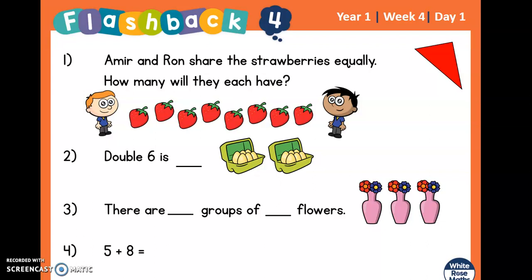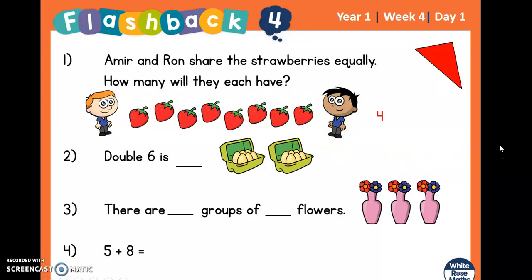Number 1, Amir and Ron share some strawberries equally. How many will they have each? So have a look, you could count how many altogether. You could see if it's possible to draw 2 rings around them to get 2 equal groups, one for each person. And make a prediction of what you think the answer is. And you're right if you said 4. You can see 2 kind of equal groups here, one here and one here.